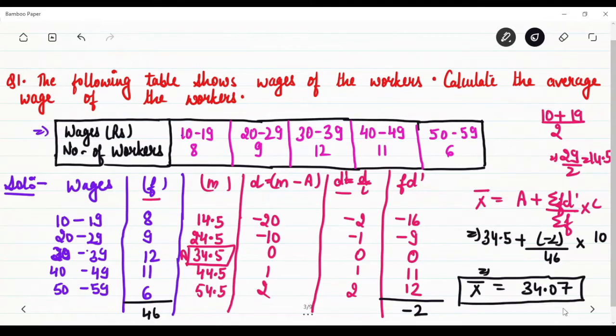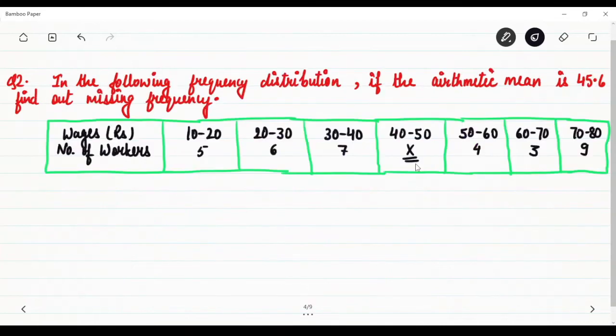Okay, now let us move to another question. When we have a missing frequency, you can see we are having a missing frequency here, and we have been provided with the arithmetic mean in the question, that is 45.6. Now let us see how to calculate this question. First we need to write the data in tabular form.